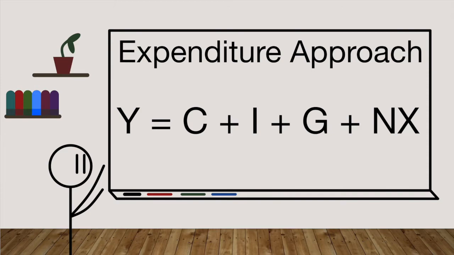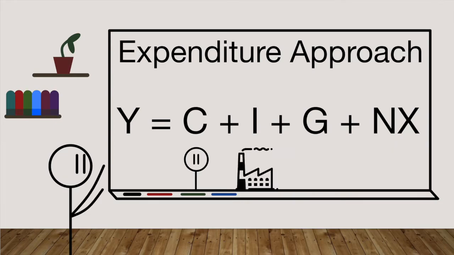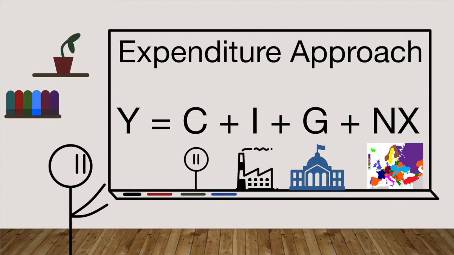The equation is Y, representing GDP, equals C plus I plus G plus NX. These 4 variables represent the entities that buy things in an economy. C is for consumers, consumer spending. I is for firms, investment spending. G is for government, government spending. And NX is for net exports, which is exports minus imports.